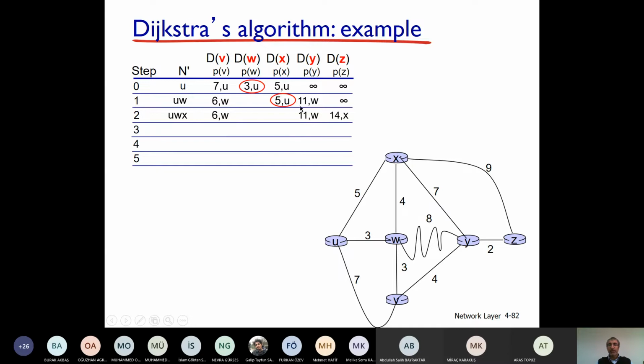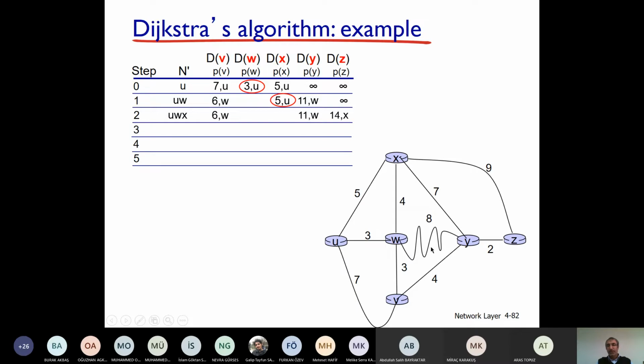Now we are skipping wx. We are done with these two nodes. Let's look at the d of y. Still, we keep the cost of 11, comma w.